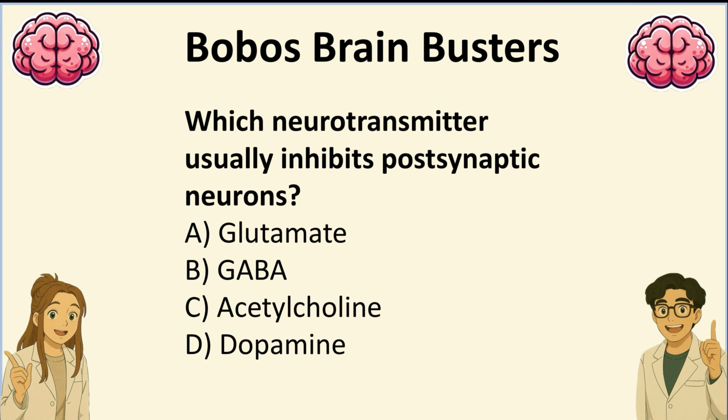Question number 3. Which neurotransmitter usually inhibits postsynaptic neurons? Option A, glutamate. Option B, GABA. Option C, acetylcholine. Option D, dopamine. And the correct answer is option B, GABA.